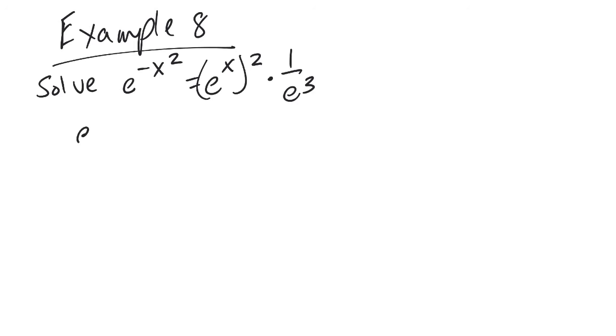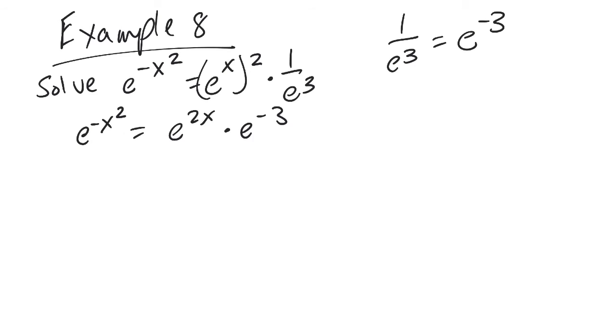So e to the negative x squared, we can leave how it is. But let's rewrite a little bit. e raised to the x times 2, we multiply those together. So that's the same thing as e raised to the 2x. And then remember our negative exponent rule. 1 over e cubed is technically the same thing as e to the negative 3. So we have this times e to the negative 3.